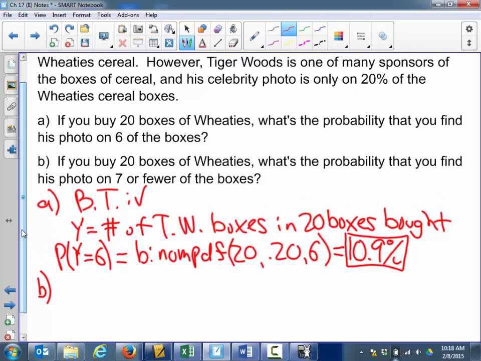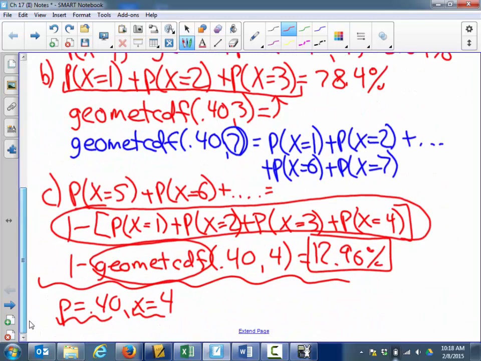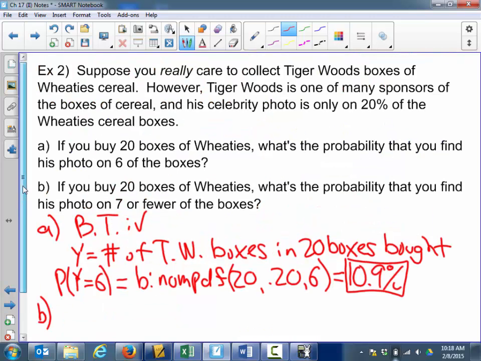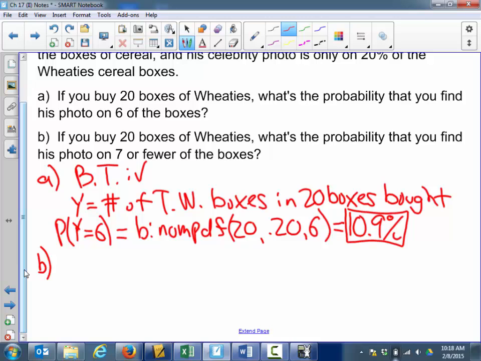Now on to part B. They say, if you buy 20 boxes of Wheaties, what's the probability that you find his photo on 7 or fewer of the boxes? Well, aha! Last slide, we had this CDF thing that found the probability of success on the xth trial or less, down to 1. Binom CDF is actually going to do the same thing.